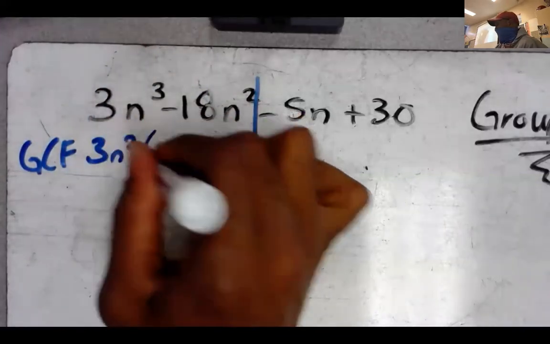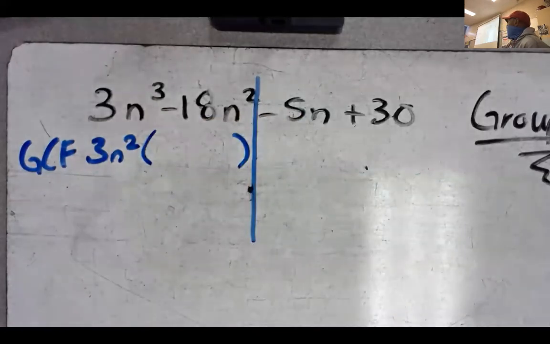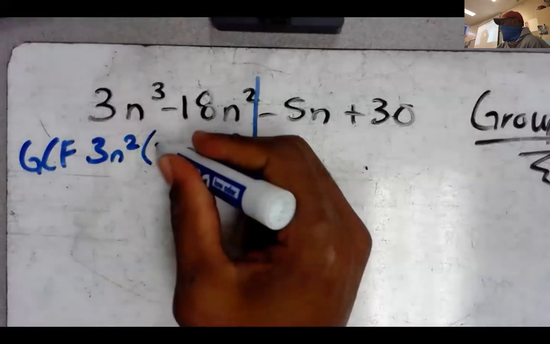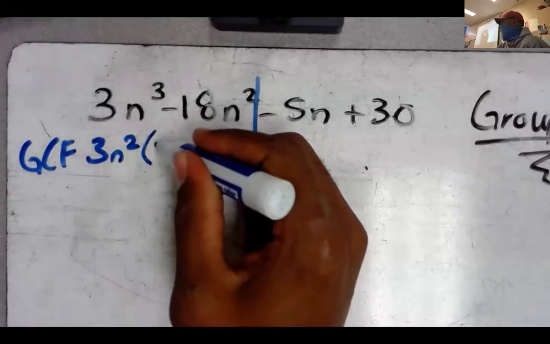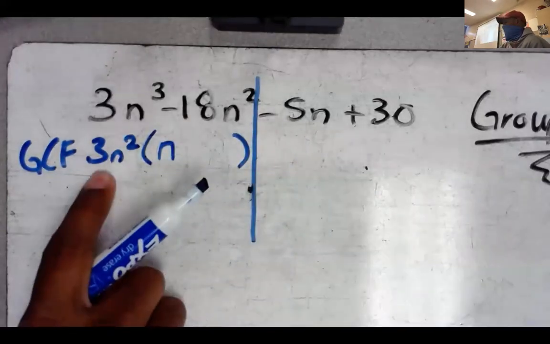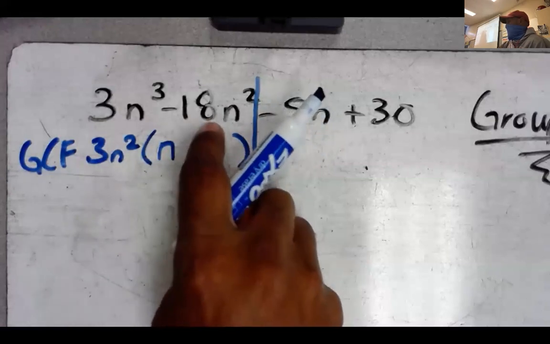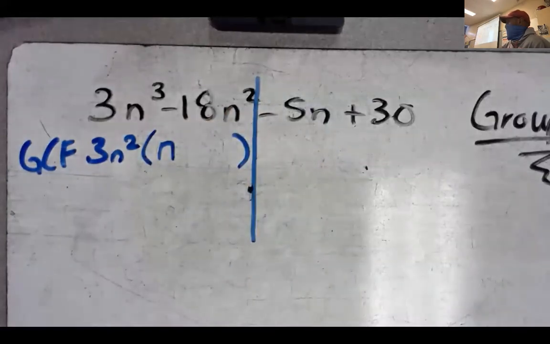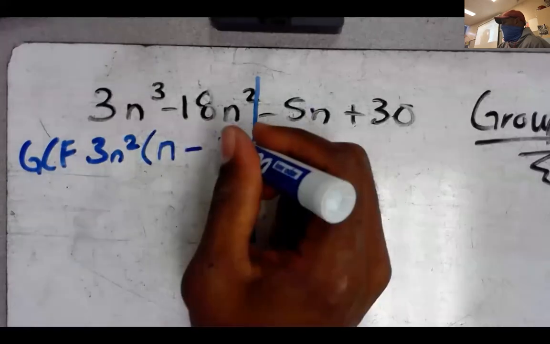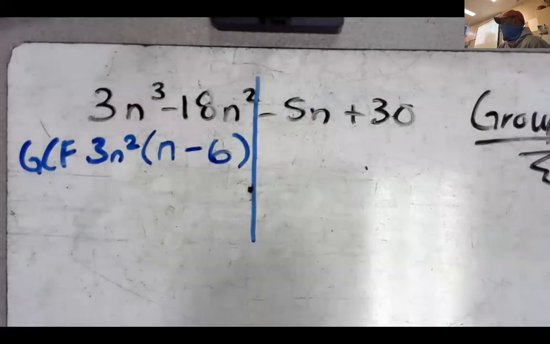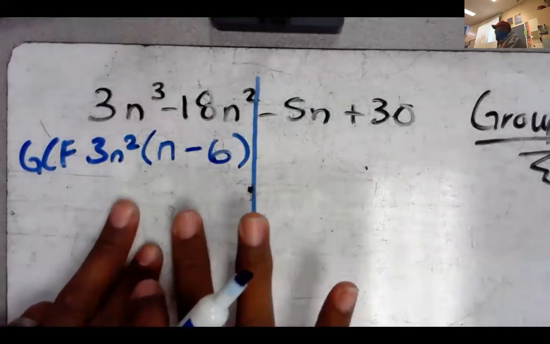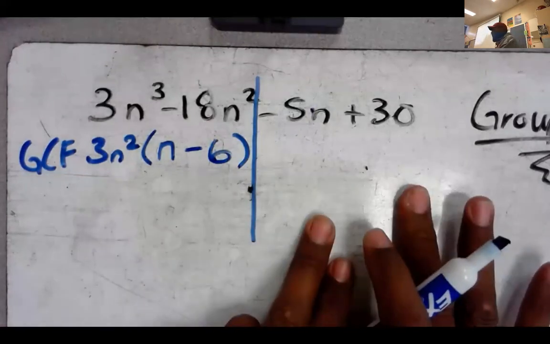All right, now I'm going to write out the factor that's left over after factoring that out. So 3n squared times what gives me the first term? Just n. Okay, then 3n squared times what gives me 18n squared? Minus, not 5, 6. All right, so now I'm done with the left side. Now I got to go to the right.